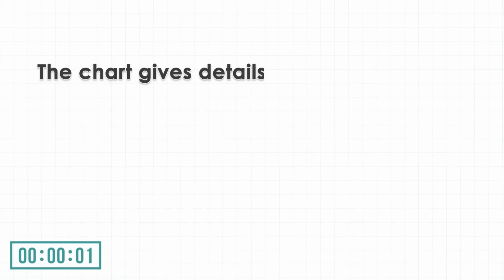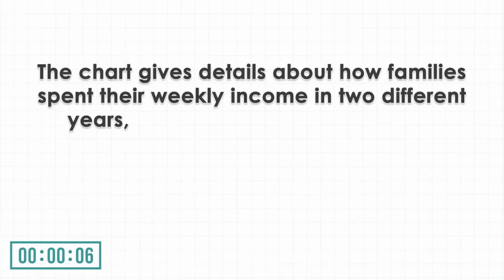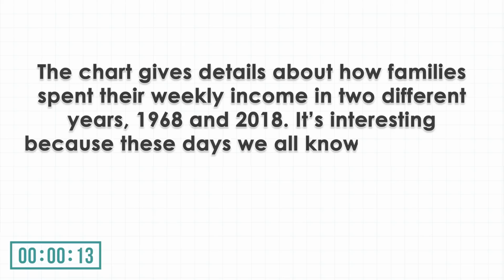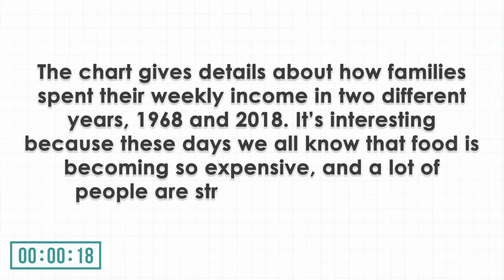There is a lot of information and only 20 minutes. So what do you do when the timer starts? The chart gives details about how families spend their weekly income in 2 different years, 1968 and 2018. It is interesting because these days we all know that food is becoming so expensive and a lot of people are struggling financially. I swear, during the exam I took recently, a third of the room started typing their answers 30 seconds into the writing exam.